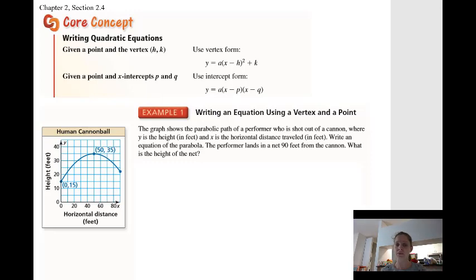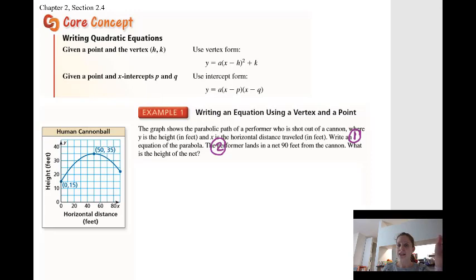Let's start with example 1. The graph shows the parabolic path of a performer who is shot out of a cannon, where y is the height in feet and x is the horizontal distance traveled in feet. Write an equation of the parabola. The performer lands in a net 90 feet from the cannon. What is the height of the net? So there's two things here. We've got to, 1, write an equation, and 2, figure out the height of the net. We'll begin by writing an equation.